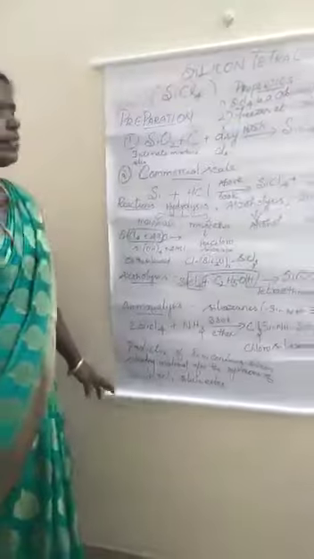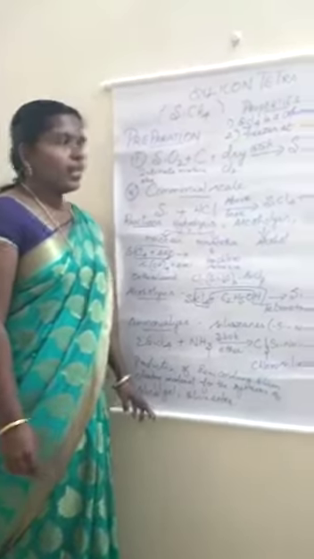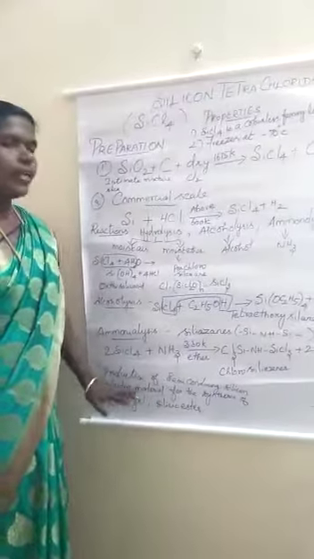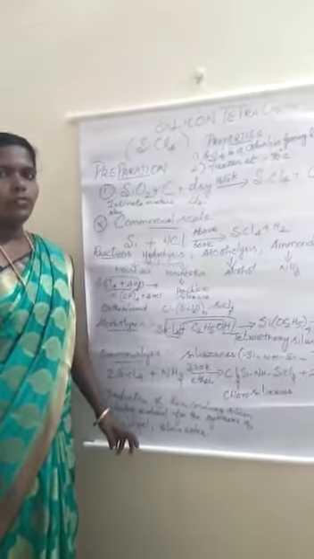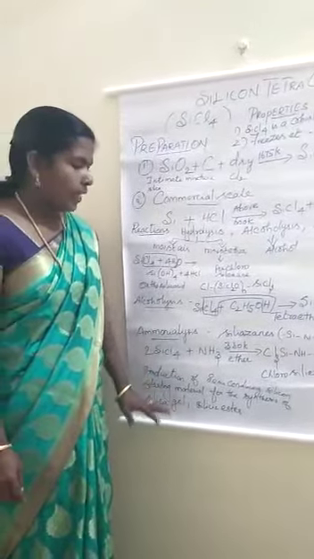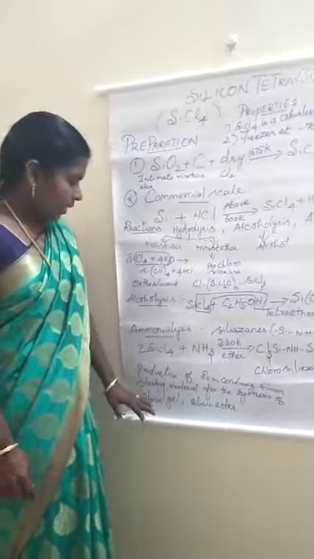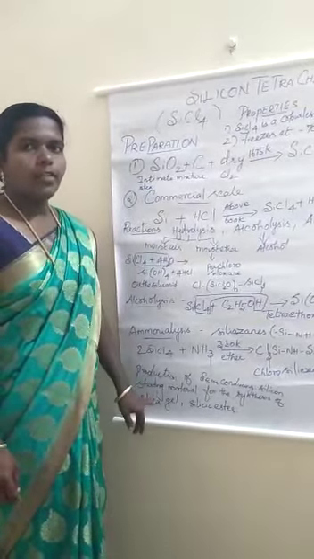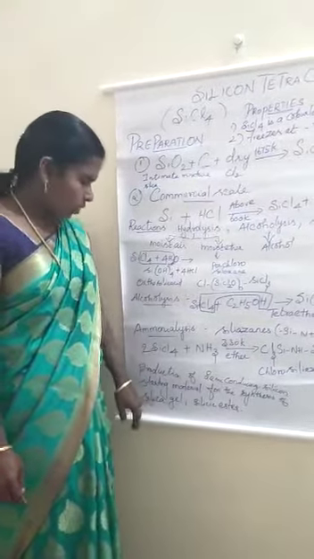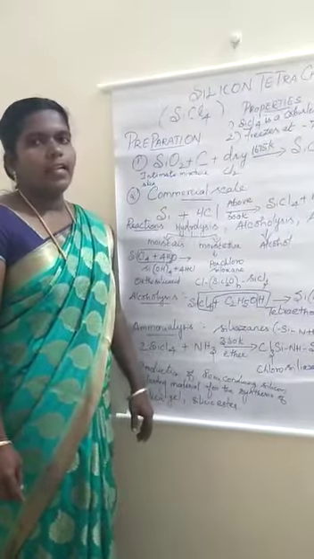Then the last one is the uses of silicon tetrachloride. Silicon tetrachloride is used for the production of semiconducting silicon. Then it is used as a starting material for the synthesis of silica gel and silica ester.